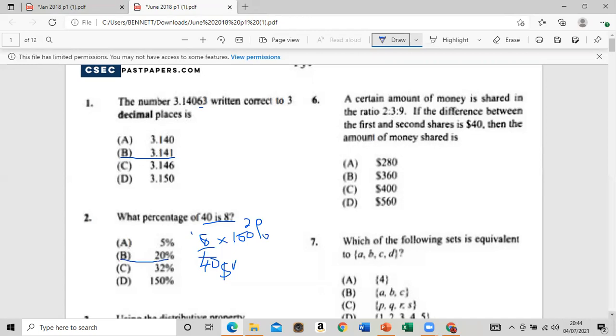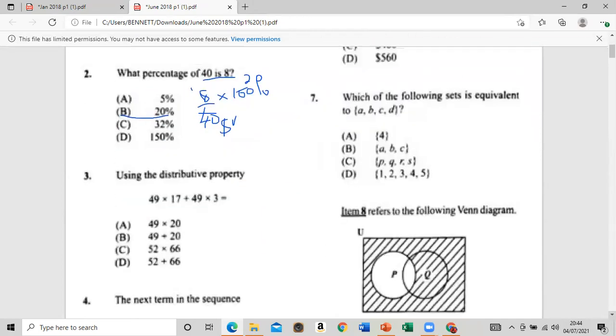Let's go, guys. No time to waste now. Using the distributive property, 49 times 17 plus 49 times 3. Both of these are common. Remember, multiplication is addition, so we can just add the 17 and the 3, and we get 20.